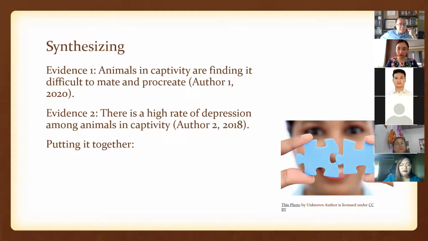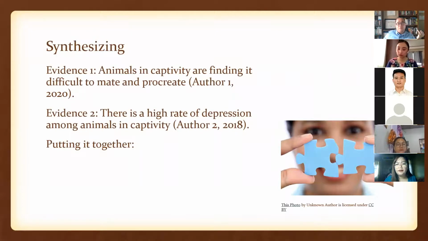Kung nahihirapan sila mag-reproduce, tapos meron silang depression, ano ibig sabihin nun? So, authors wanted to say that animals in the zoo are not happy. Diba? Yun ang ibig sabihin nun. They're not happy at all. We enjoy going to the zoo, but the animals, they're not happy. Kasi according to, paano sila magiging happy? They can't mate, they can't procreate. Tapos may depression sila. So yung isa, that's yung isa.